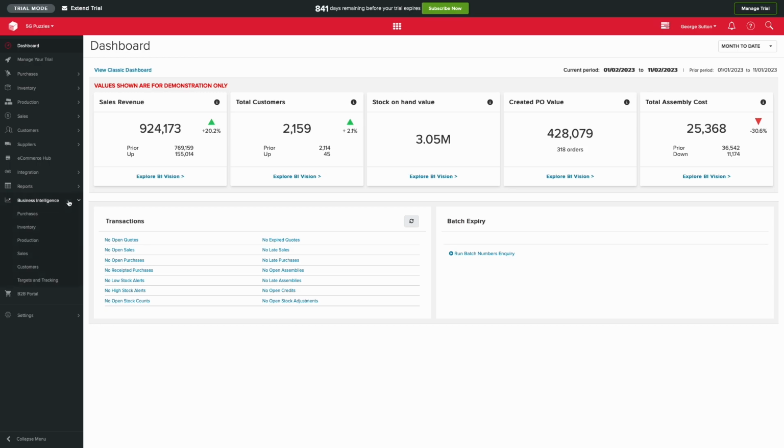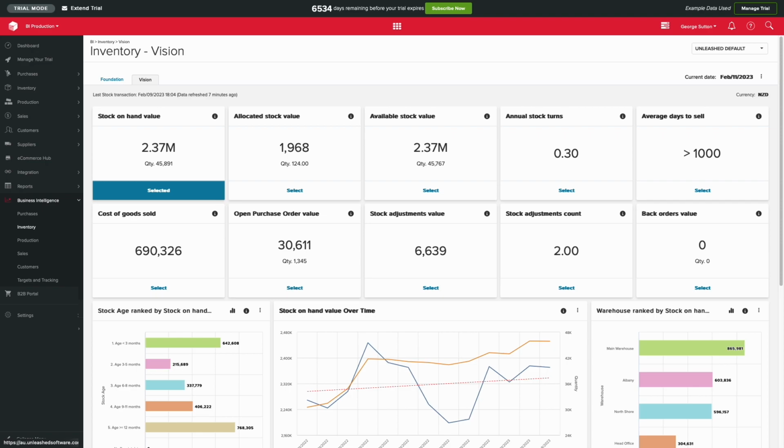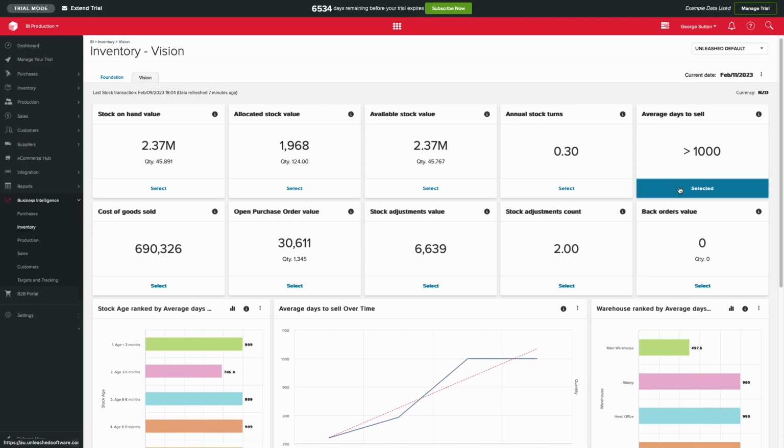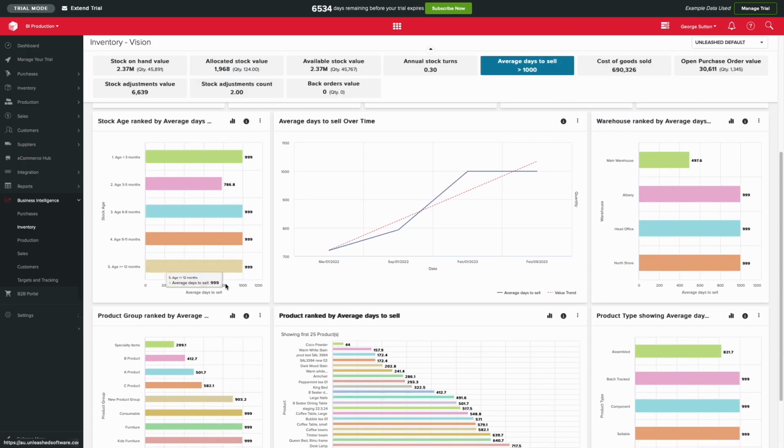There's so much data to be analyzed and used to improve your processes in BI inventory. Let's take a look at the average days to sell KPI tile. Now we can see stock age. If you're uncertain how this is calculated, simply hover over the tooltip.